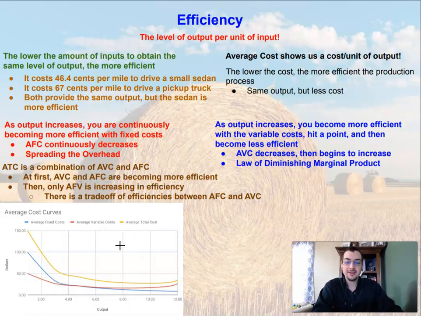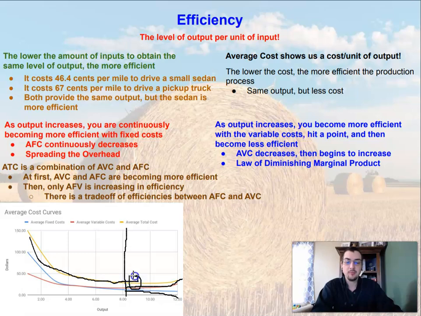Then you hit this point, you hit this trough, this minimum point of the average variable cost. After that, average fixed cost is still increasing in efficiency, but average variable cost begins to decrease in efficiency. And that line is beginning to go up. So what's going on there? What's happening to average total cost? Average total cost is increasing in efficiency all the way to about this point right here.